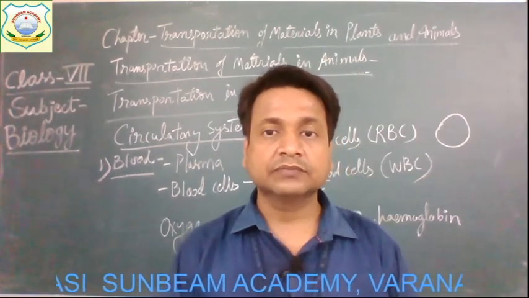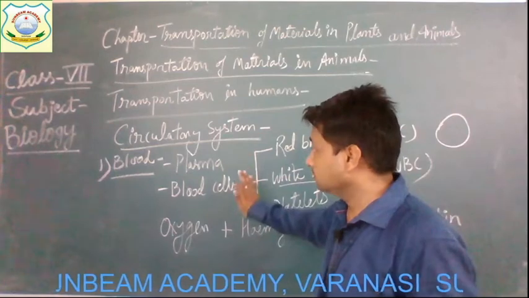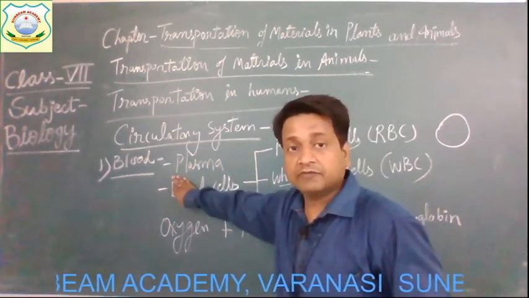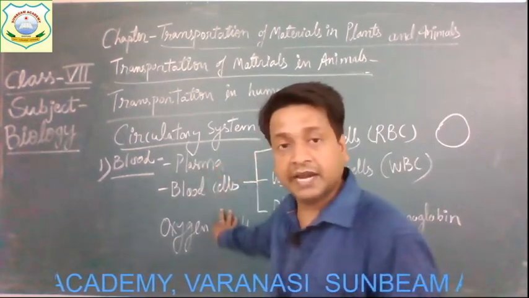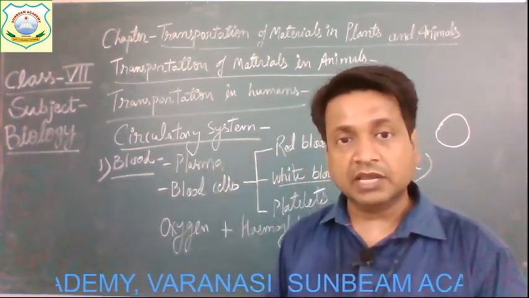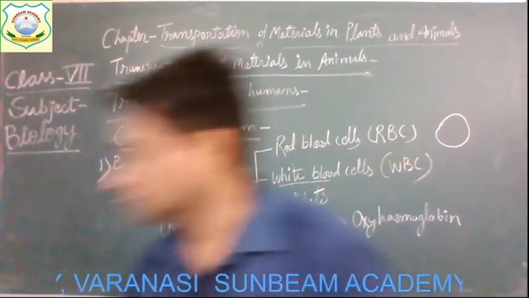Understood children? Okay, so blood is one of the important parts of the circulatory system, which is composed of plasma and blood cells. Now the second part of the circulatory system is the blood vessels.